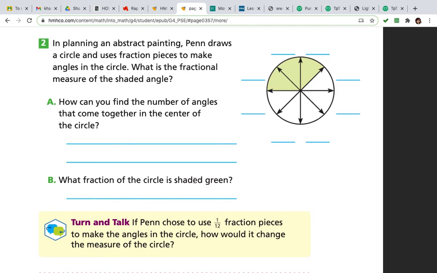So A, how can you find the number of angles that come together in the center of the circle? We want to find how many total numbers there are. How many total numbers are there? There are 1, 2, 3, 4, 5, 6, 7, 8. How can you find the number of angles that come together? We want to find the number of 8s.